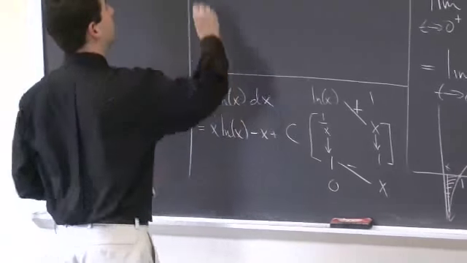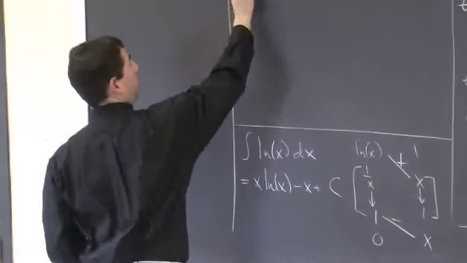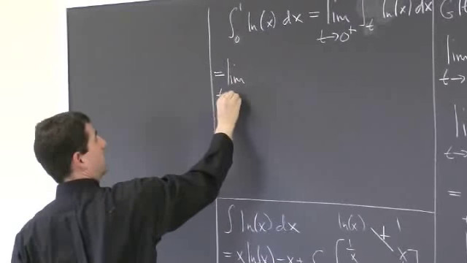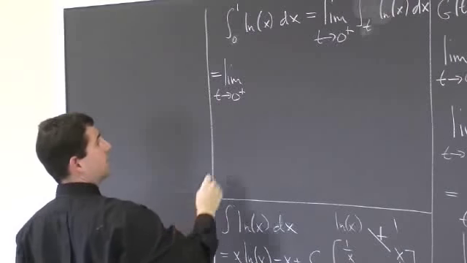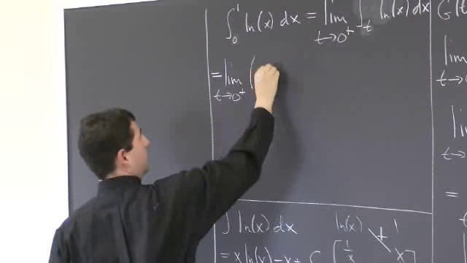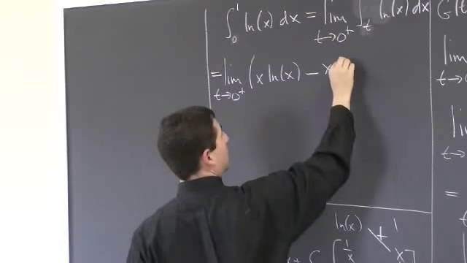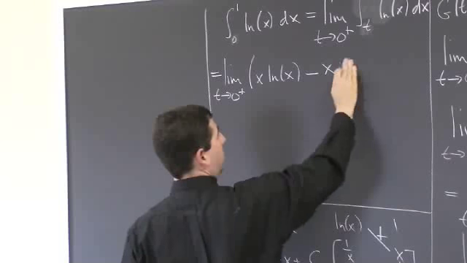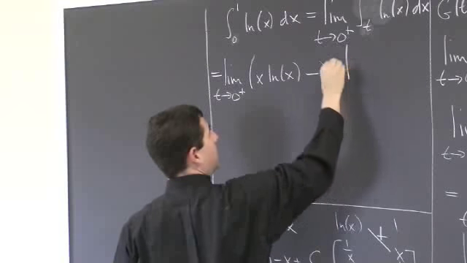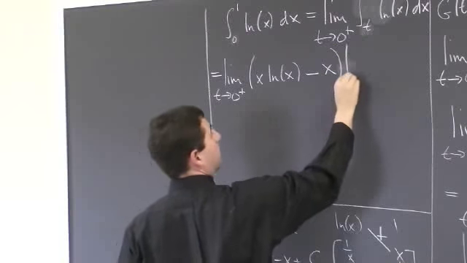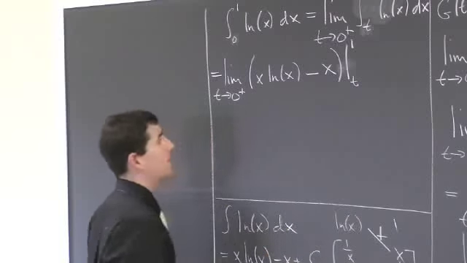So this is equal to the limit as t goes to 0 from the right of x ln of x minus x, plus, well, we don't need plus c, do we? Evaluated at t and 1.